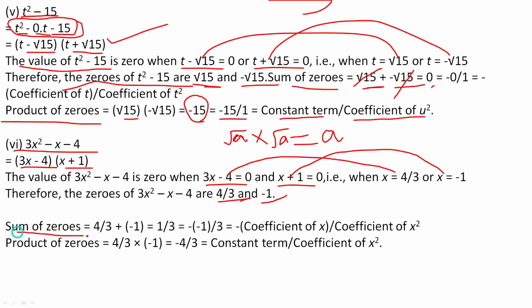So sum of the zeros, again the same way, is 4 by 3 plus minus 1, which is equal to 1 by 3. You will get that is minus coefficient of x by coefficient of x square. Product of zeros, 4 by 3 multiplied by minus 1 is equal to minus 4 by 3, constant term by coefficient of x square. This formula we are using in all the sums.